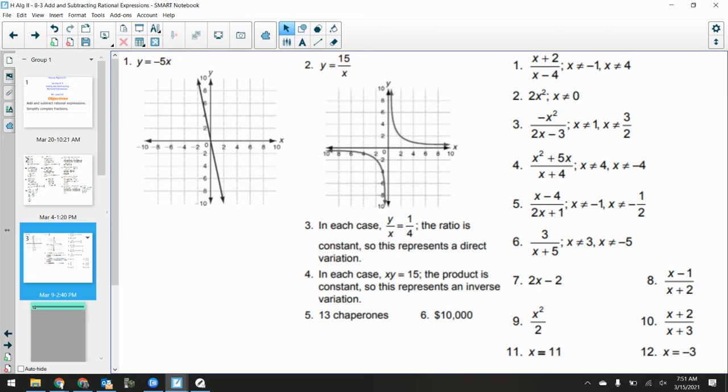Right before I start number 11 or number 12, can you tell me what values of x would be undefined? Looking at 11, what value of x, if I get x equals that number, would I have no solution? 3, right? If I got x equals 3, I would have to throw that solution out. It's not as easy to see on number 12.